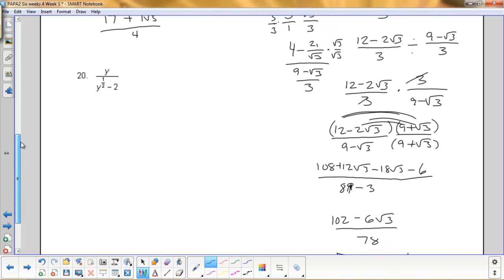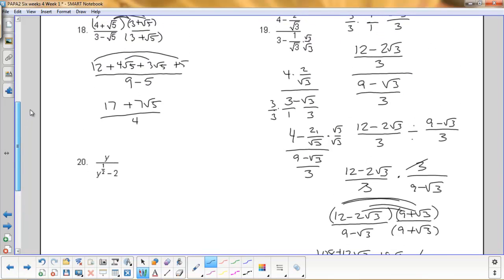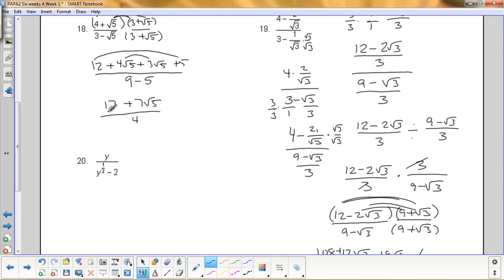All right, let's go on to an easy one, such as number 20. The first thing you want to do is recognize this as a rational exponent, and you're going to want to switch it into its radical form. Once you do that, it becomes a very simple problem. The square root of y minus 2.